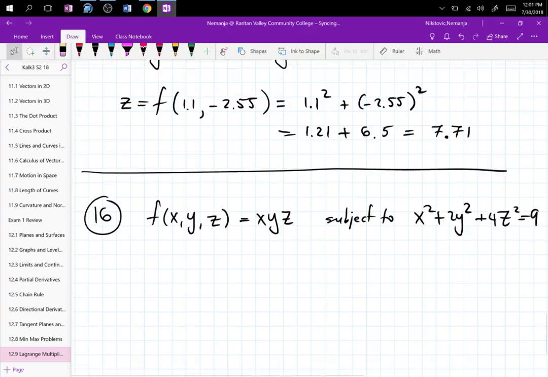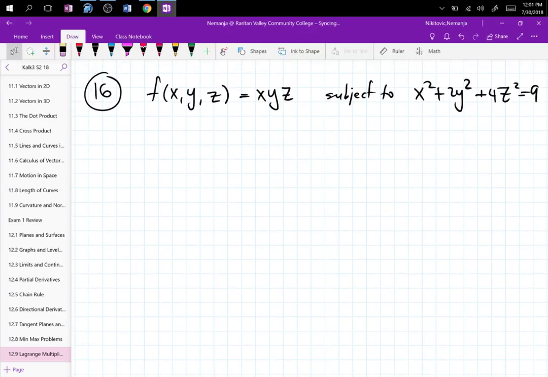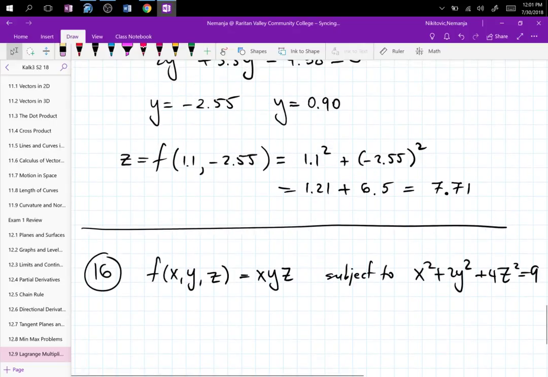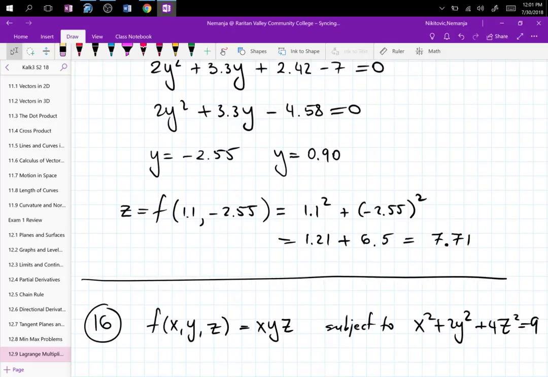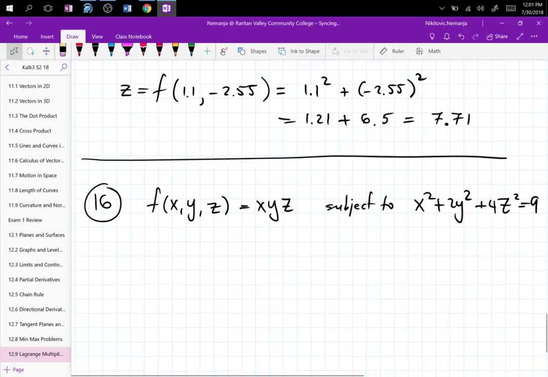Scroll up real quick, sure. So I picked x, I computed y using g, and then I computed z using f. And compared.